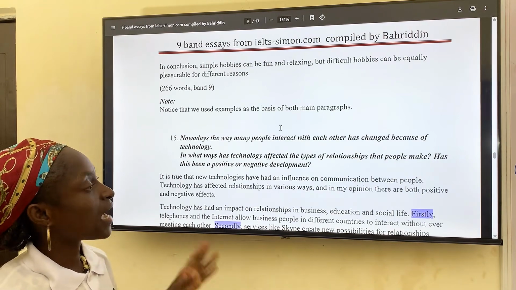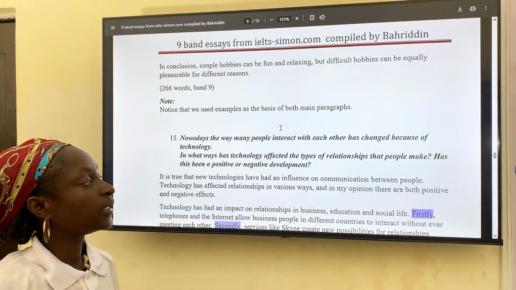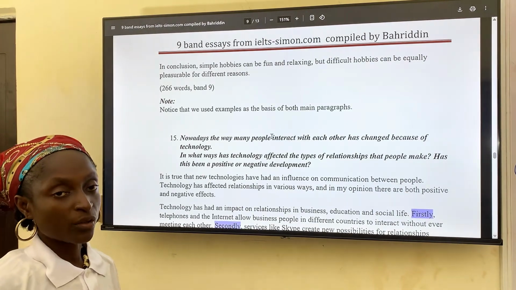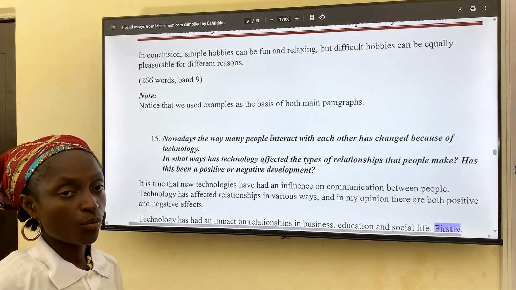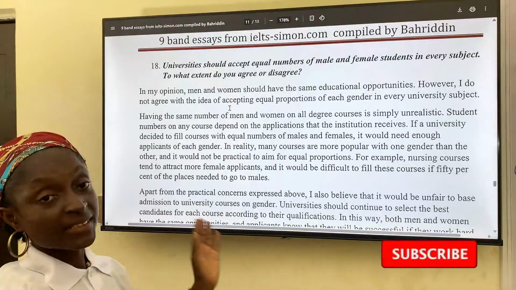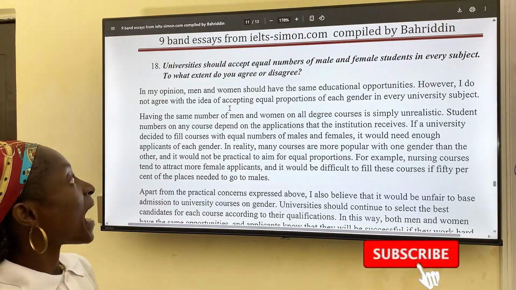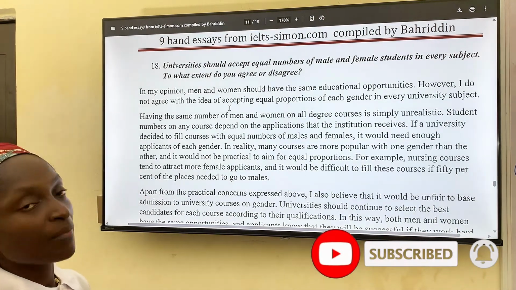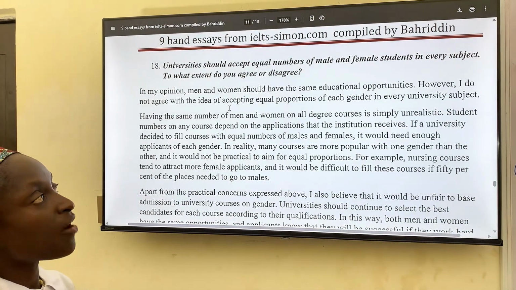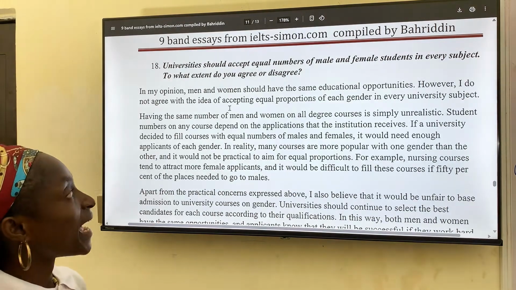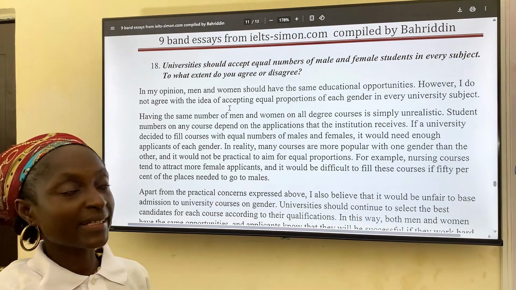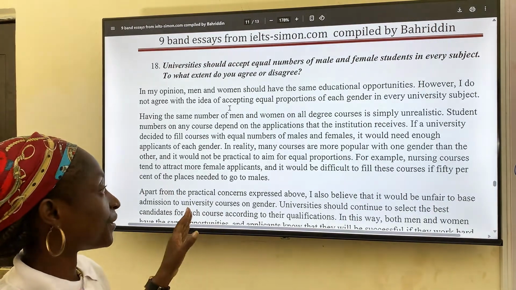So now let's see another example, but this one would have to be another opinion essay. We'll be back shortly. Here's another example. We have universities should accept equal numbers of male and female students in every subject. To what extent do you agree or disagree?